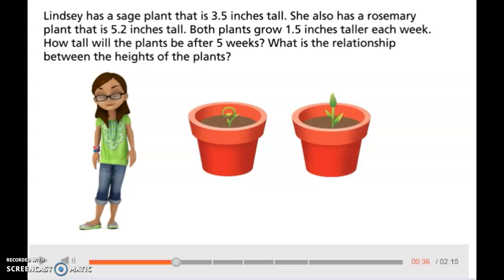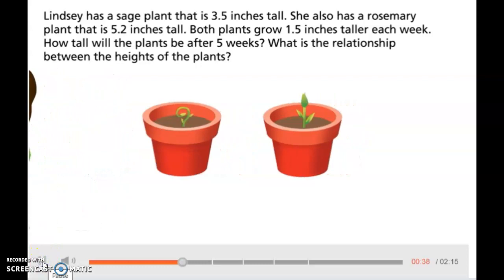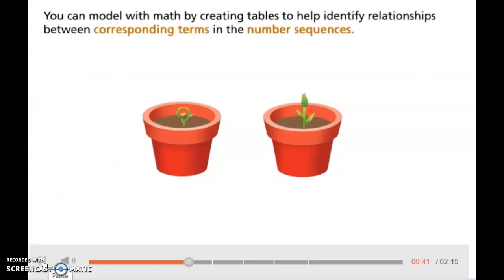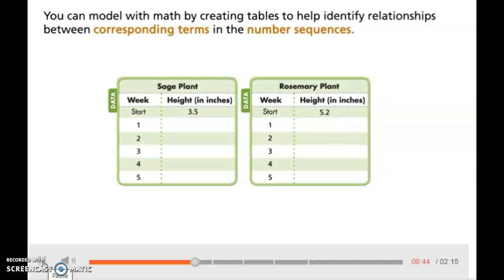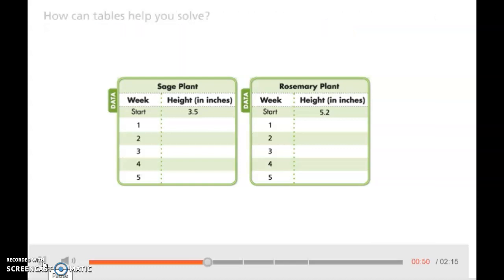What are ways we can solve this problem? Stop your video and see if you can come up with 1 to 2 ways to solve this problem on your own. One way to solve this problem is by creating a data table. Okay, stop your video and think about the ways that this table can help you solve the problem.